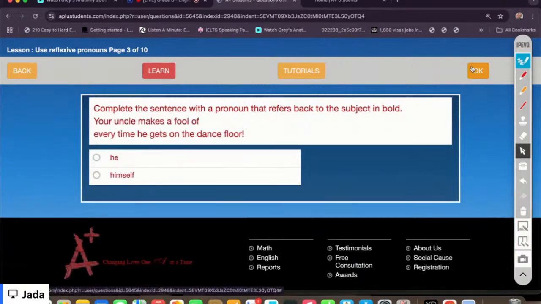Okay, your uncle makes a fool of himself every time he gets on the dance floor. So is it going to be "makes a fool of he" or "himself"? What do you think? So he or himself? What do you think? So himself.